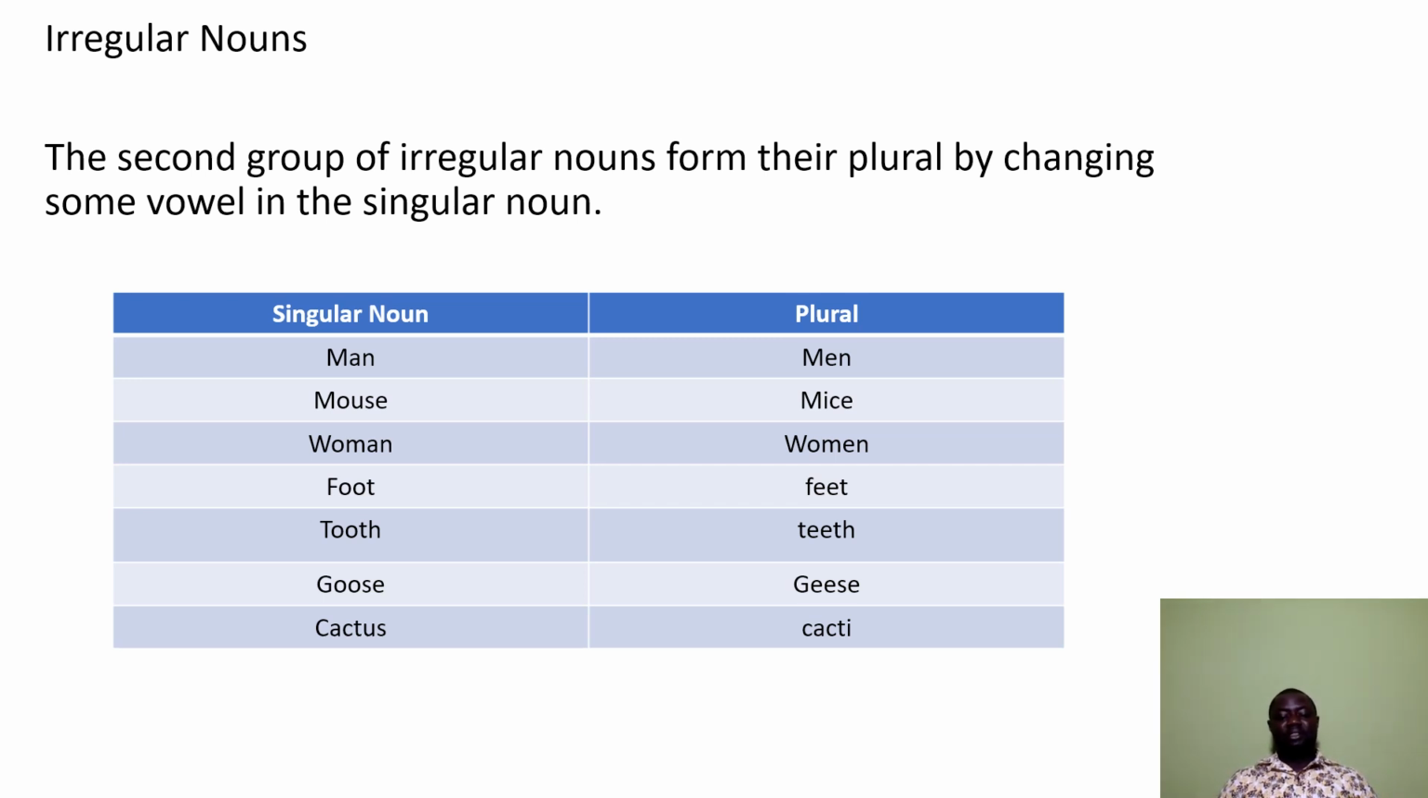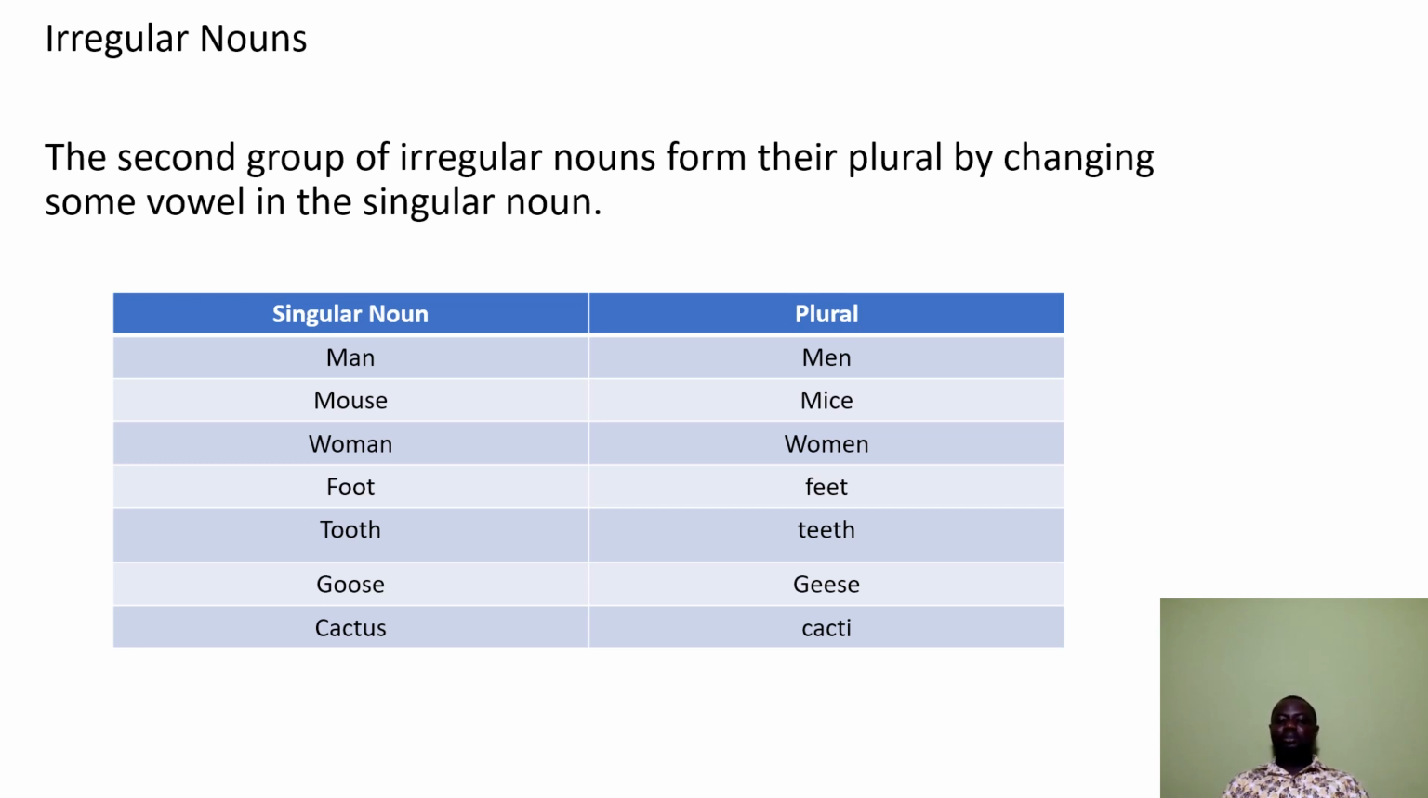For example, man, M-A-N, is singular, an irregular noun. To get the plural, you change the A to an E and it becomes men. The plural of mouse, M-O-U-S-E, becomes mice. You change the O-U, you replace it with an I, and then you change the S to C and it becomes mice. These are irregular, they have no formula, unlike the regular where you just add an S.